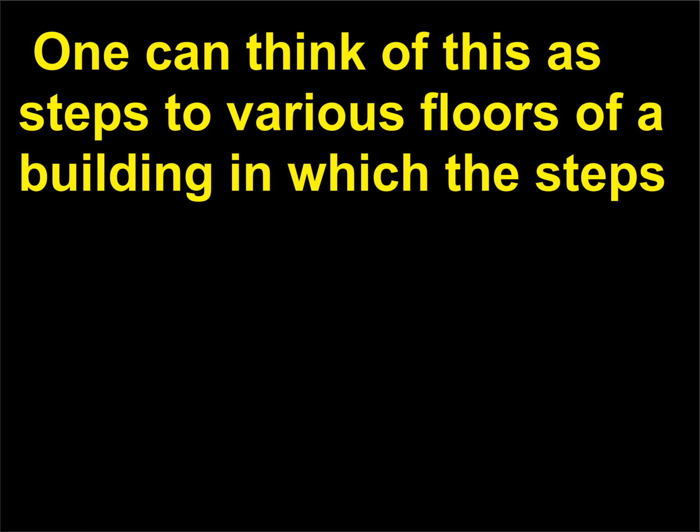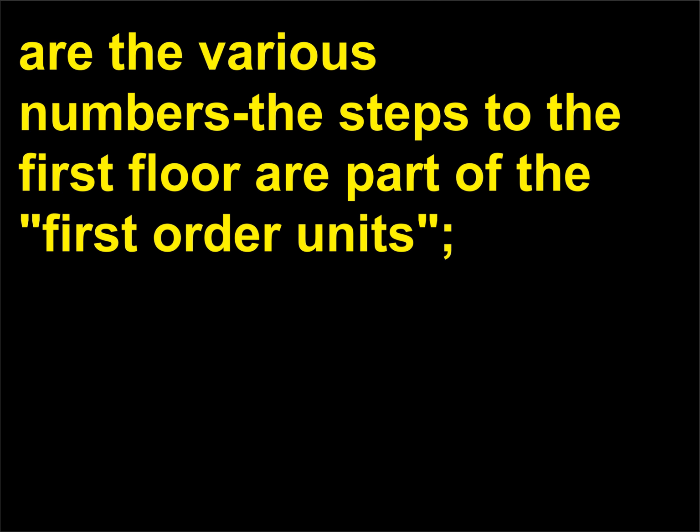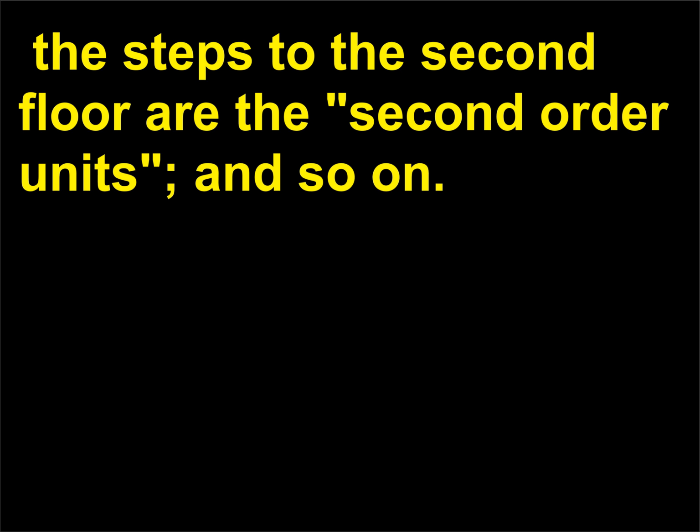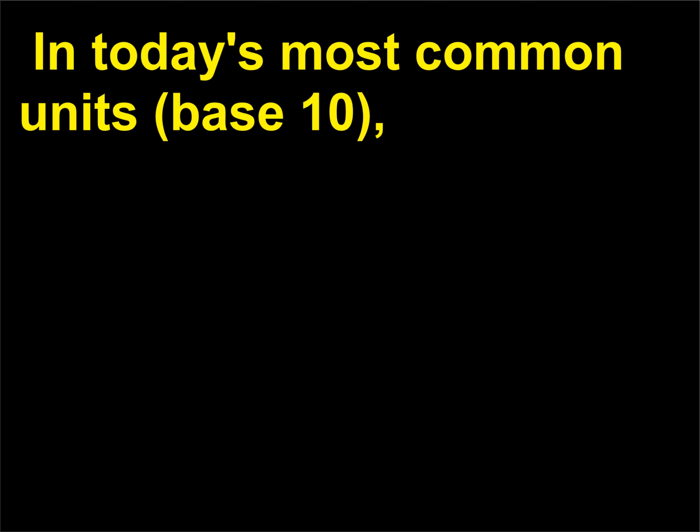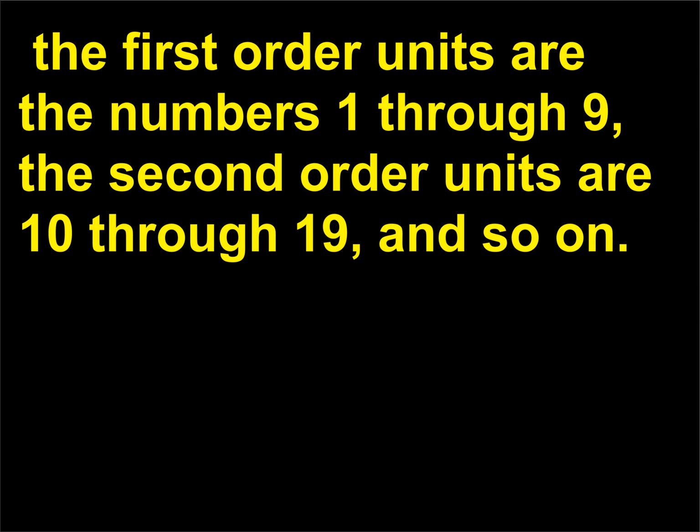One can think of this as steps to various floors of a building in which the steps are the various numbers. The steps to the first floor are part of the first order units. The steps to the second floor are the second order units, and so on. In today's most common units, base 10, the first order units are the numbers 1 through 9, the second order units are 10 through 19, and so on.